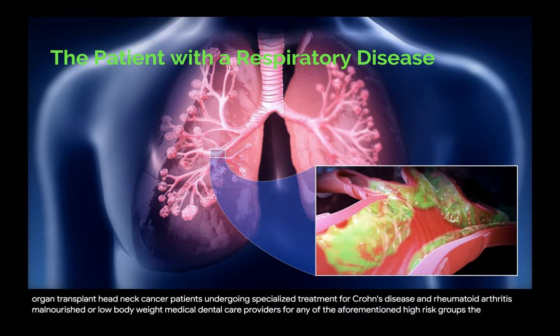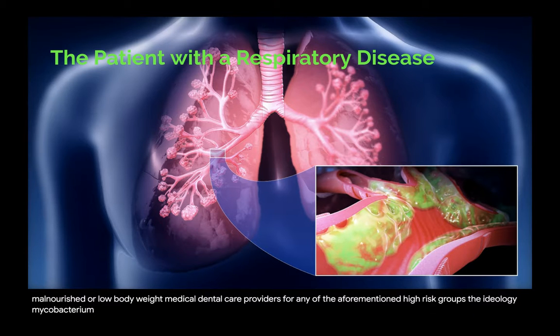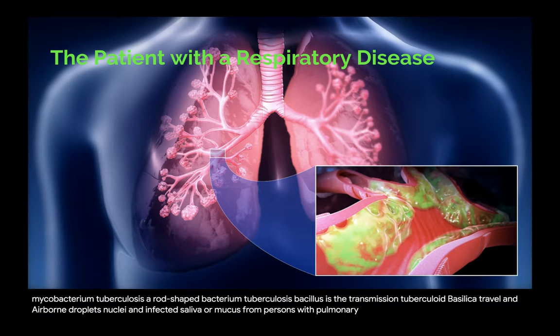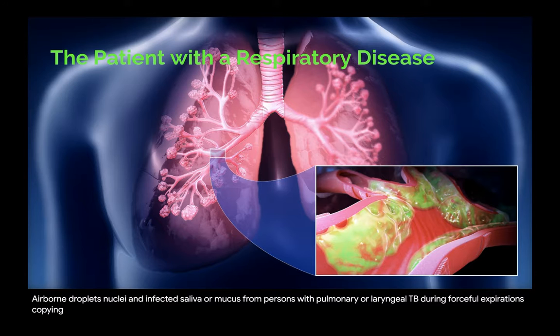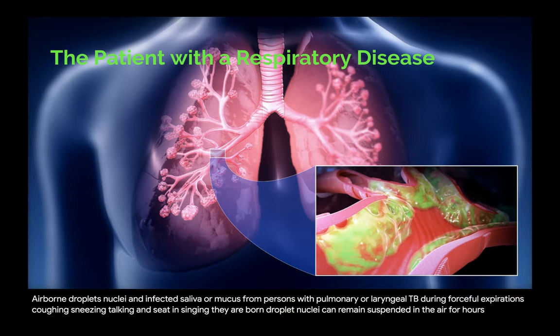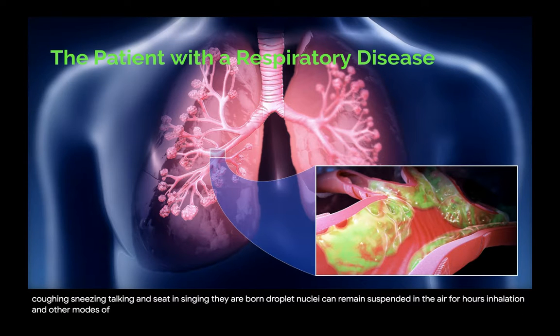The etiology: Mycobacterium tuberculosis, a rod-shaped bacterium. Tuberculosis bacillus is the most common causative agent. Transmission: tuberculosis bacilli travel in airborne droplet nuclei and infected saliva or mucus from persons with pulmonary or laryngeal TB during forceful expirations, coughing, sneezing, talking, and singing. The airborne droplet nuclei can remain suspended in the air for hours. Inhalation and other modes of transmission can occur.